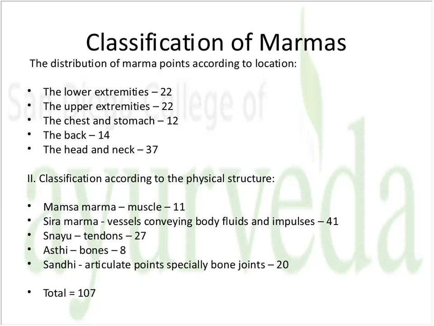And another way of classifying marma that he did was according to the physical structure. So you have mamsa marma in the muscle, the marmas in the blood vessels that convey bodily fluids and impulses. That's one group. Then you have the snayu. Snayu, the word sinew, is related to the text.